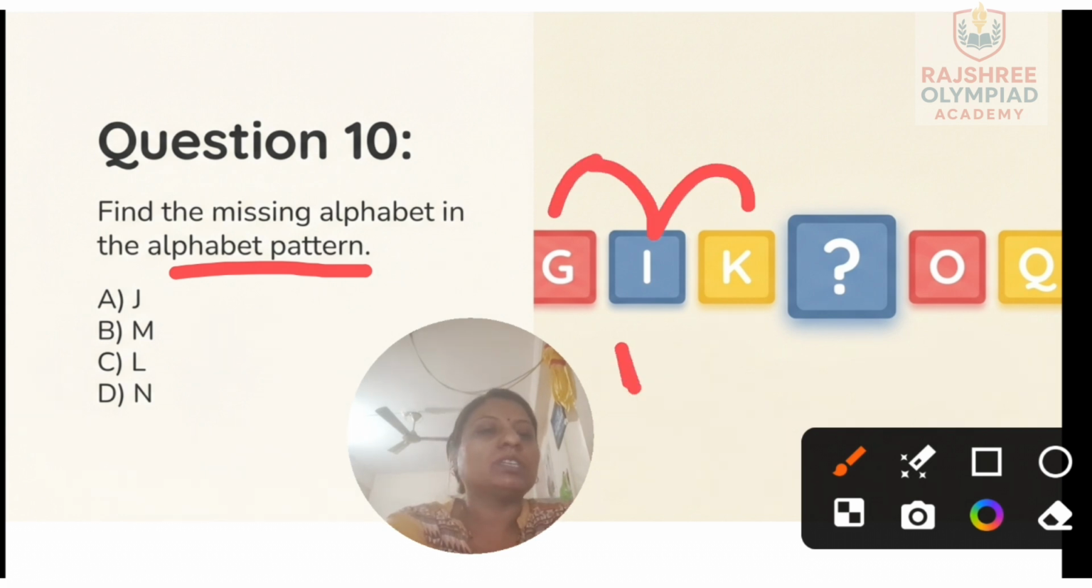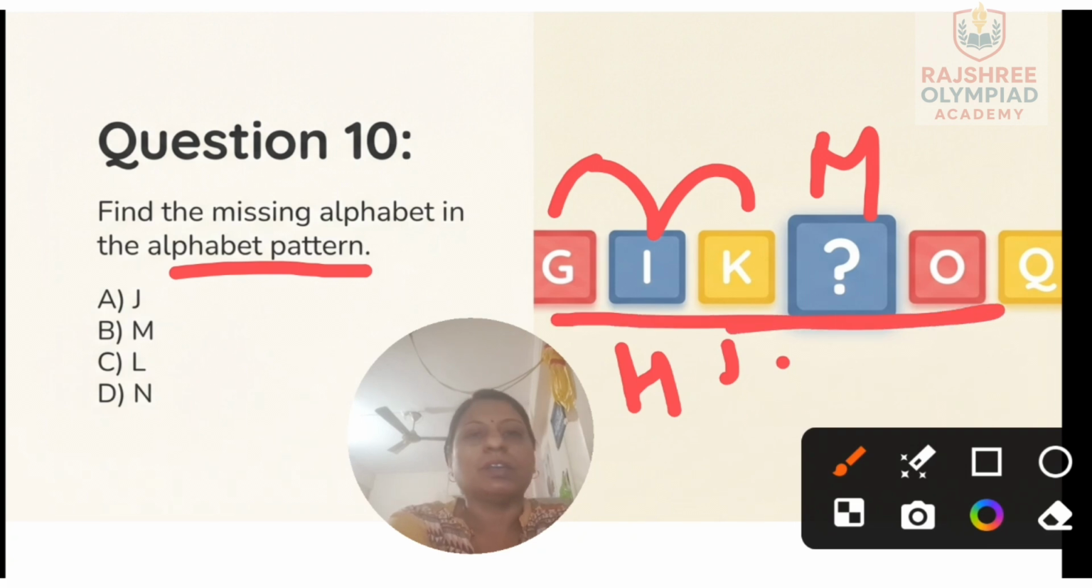After G, what is H? And after H, I. I, J, K. L, this is M. Okay, N, O. Okay, we are finding the pattern. So the answer is B.